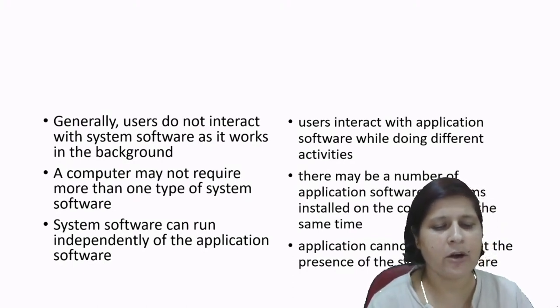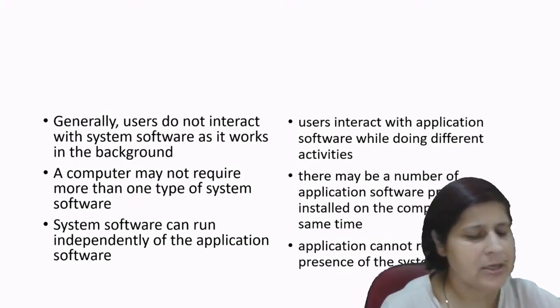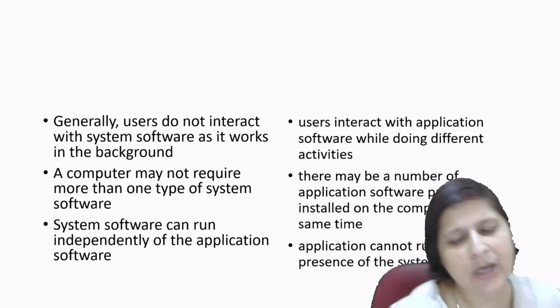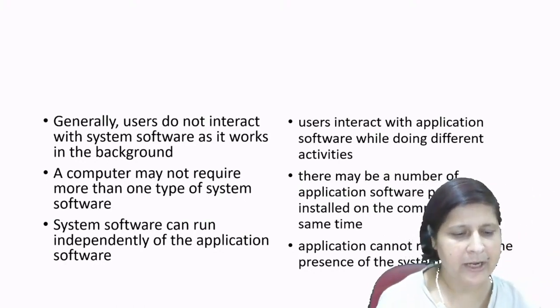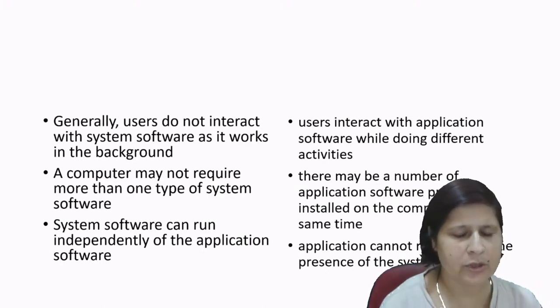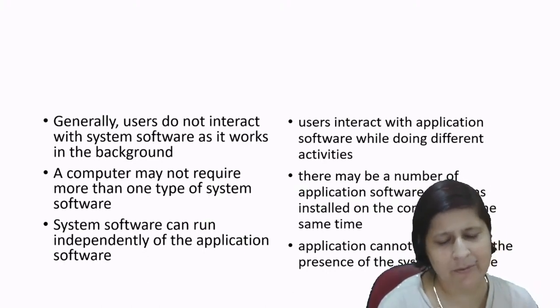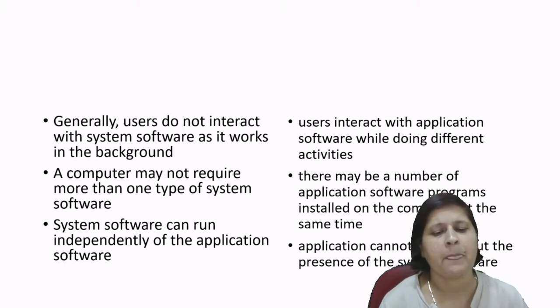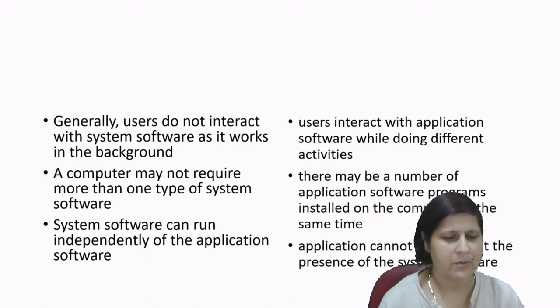While a computer may not require more than one type of system software, we generally use one type of operating system. At times we use more than one. Rarely do we install more than one type of operating system on our system.